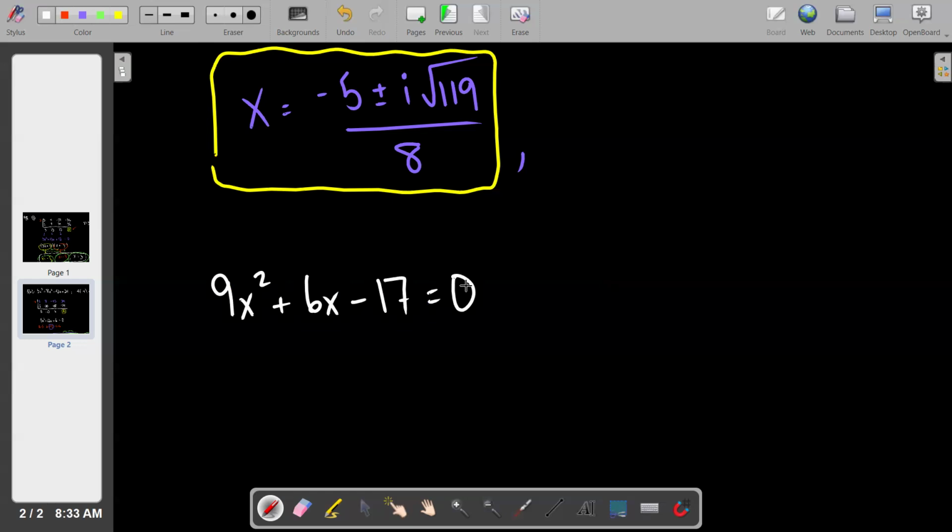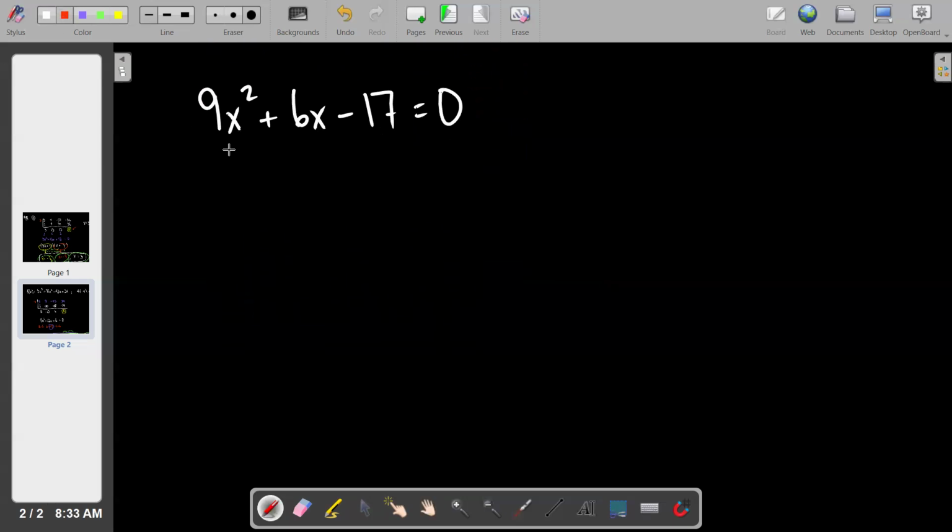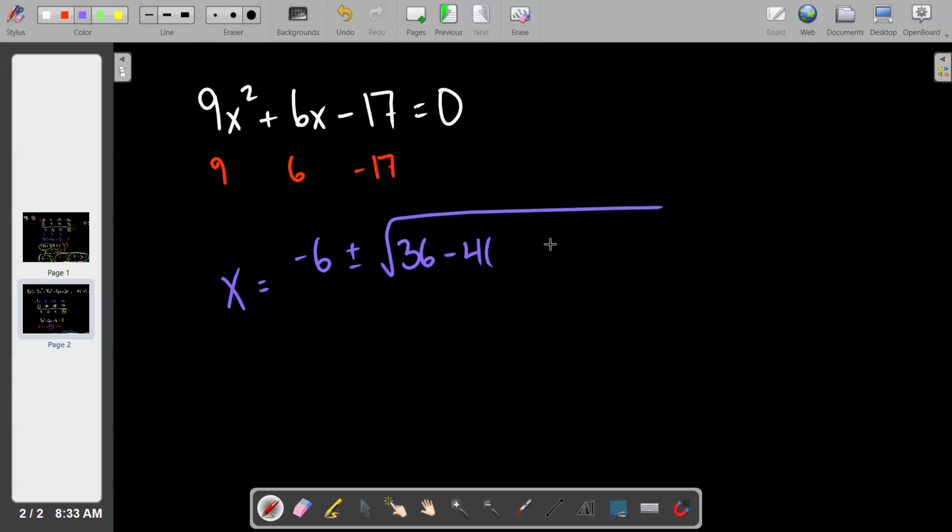So what's A? Yeah, so you don't have to write A, B, C if you don't want to. Just know that they're in alphabetical order, but I do like to pull them out. You should get in that habit. It helps a lot. So I'm going to write the 9, the +6, and the -17. Ooh, watch out. So here we go. I'm going to start with x equals -6 plus or minus the square root of b squared, which is 36, minus 4 blank blank, all over 18.